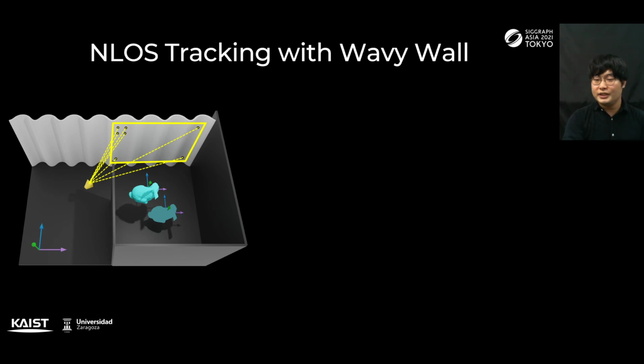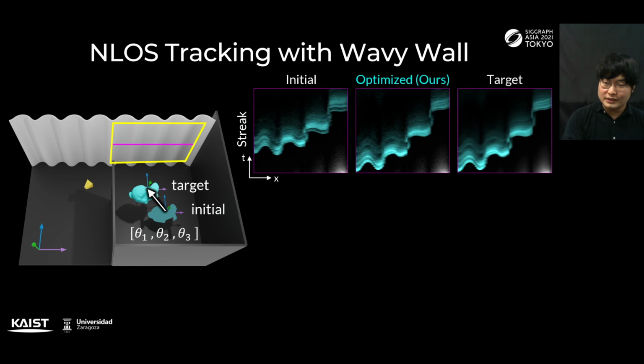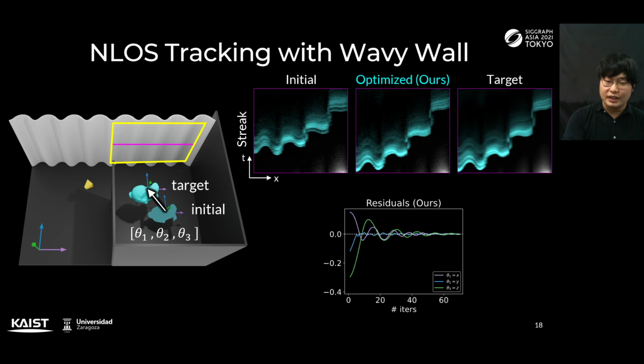Next, while all existing non-line-of-sight imaging methods assume planar geometry of the visible world, we introduce a non-line-of-sight tracking scenario with a wavy visible world. Then we observe that the optimized result is close to the target one, as shown in streak images and residual values.